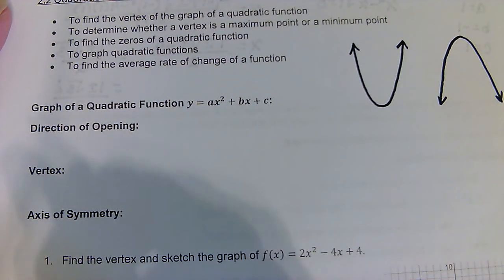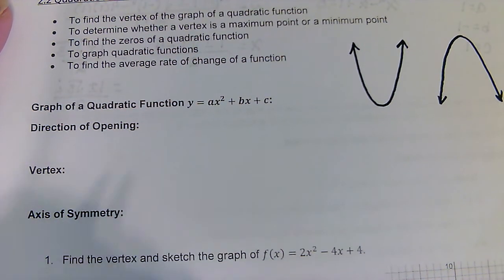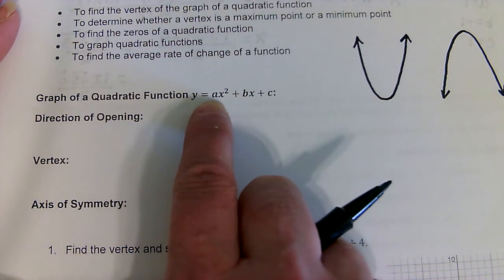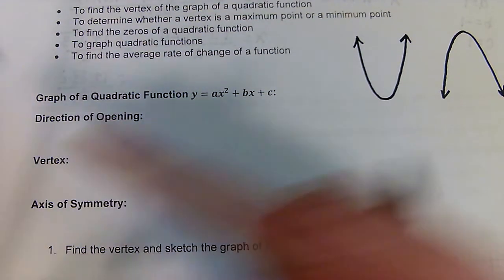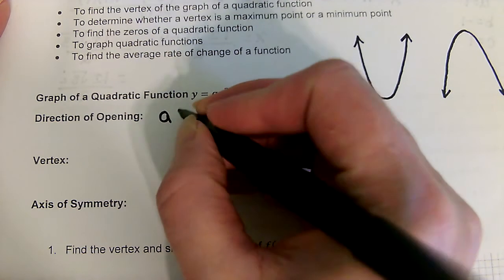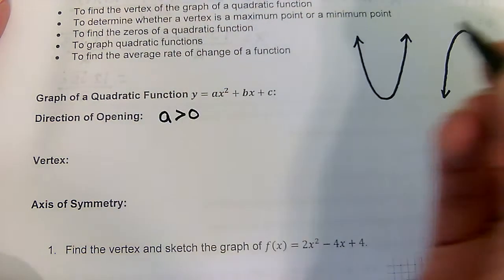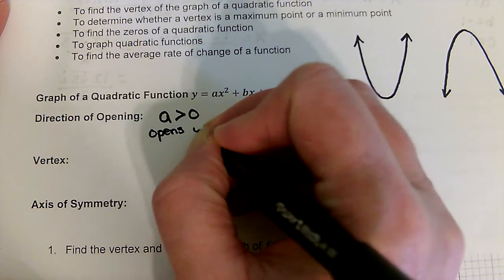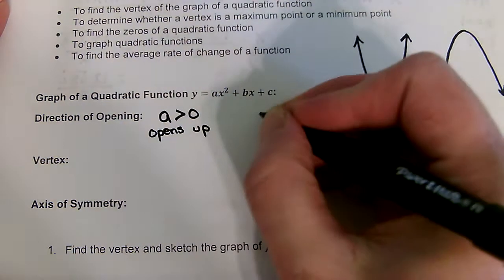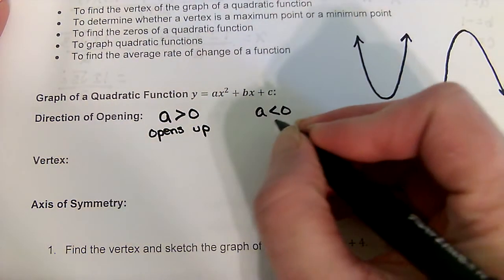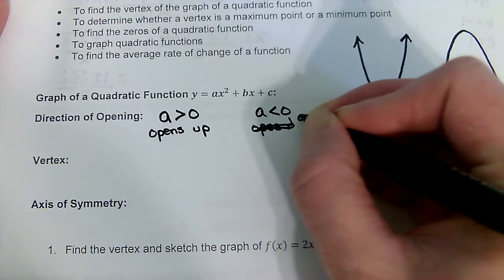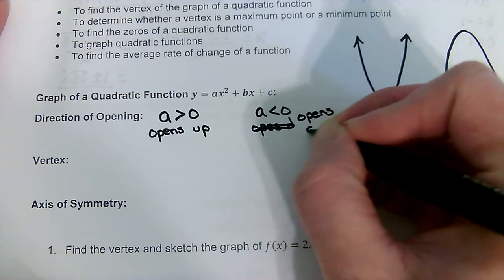Now, how could I tell which way the parabola is going to open? Let's see how many remember that. Oh yeah, it's that leading coefficient, that a. So if a is positive, if you're positive, you're going to be happy. So it opens up, happy face. And if a is negative, it opens down.